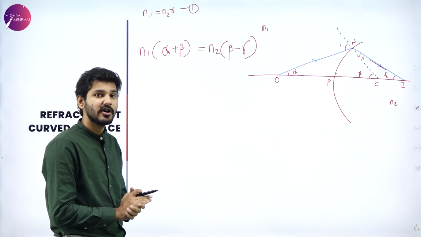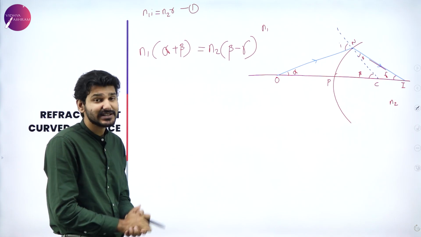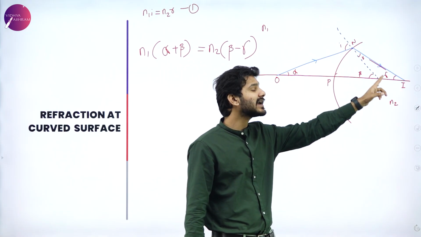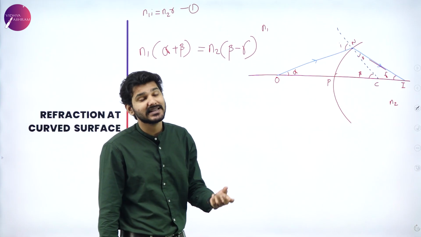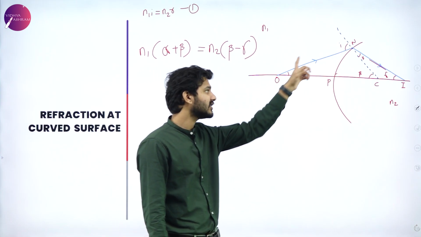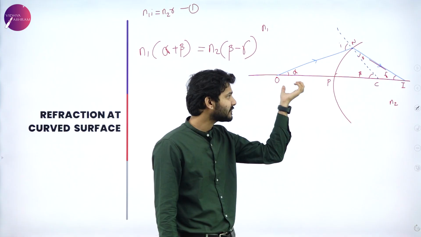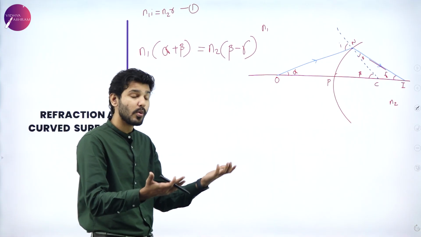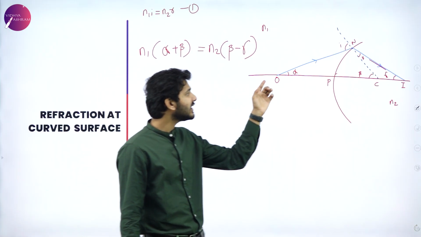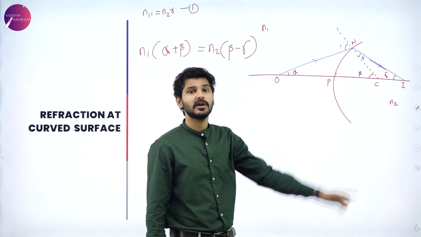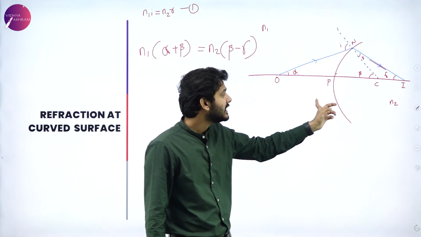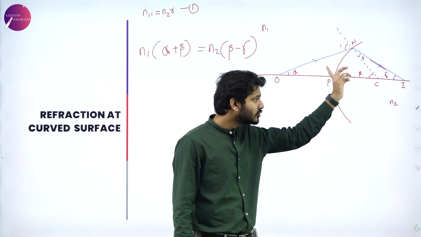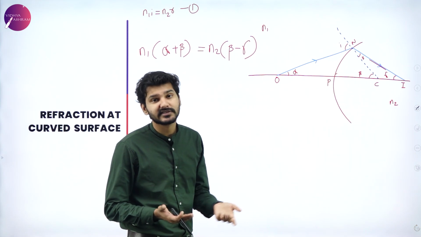This is not enough for us to have a mathematical expression. So we are going to express these angles in terms of lengths. Using the same triangular relations, we can express them in terms of lengths, which will have a more significant meaning because we know what the lengths actually mean. The length from the object to this particular point is the object distance. From this point P to the image is the image distance. And the length from P to C is the radius of curvature, which is nothing but R.